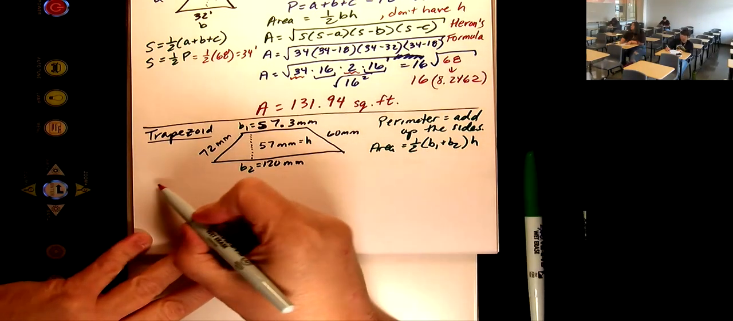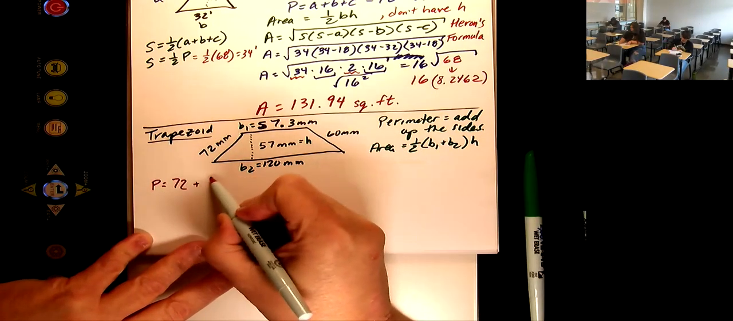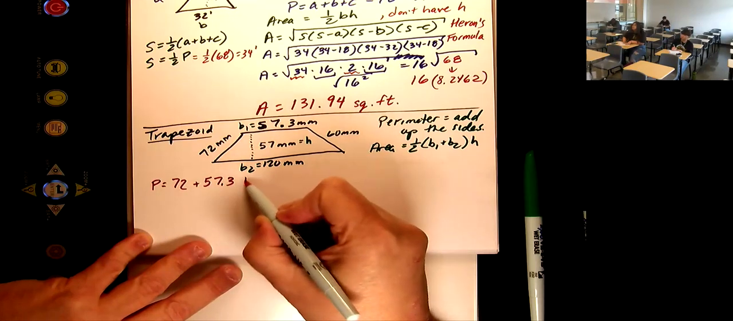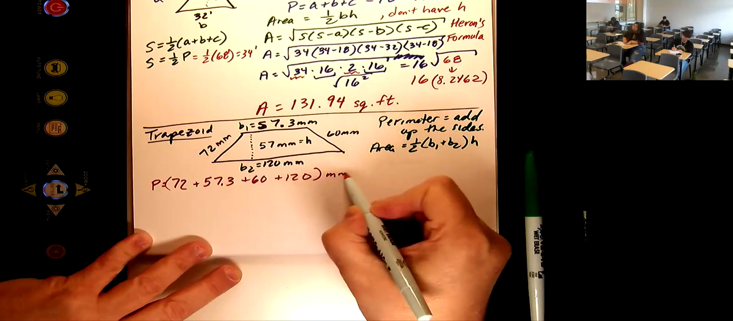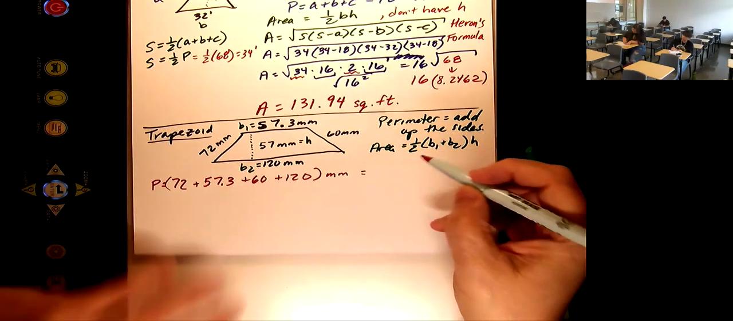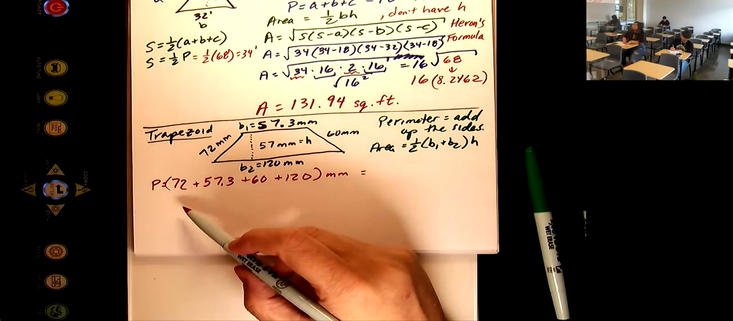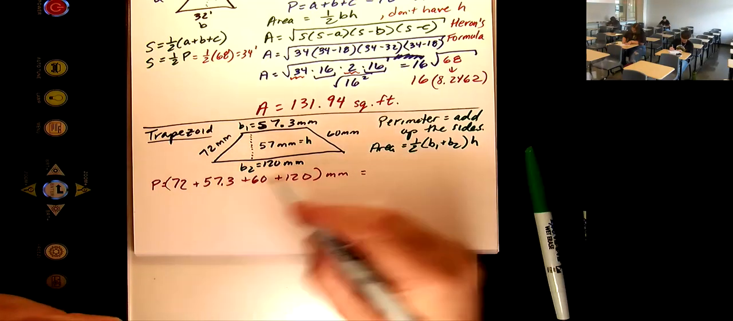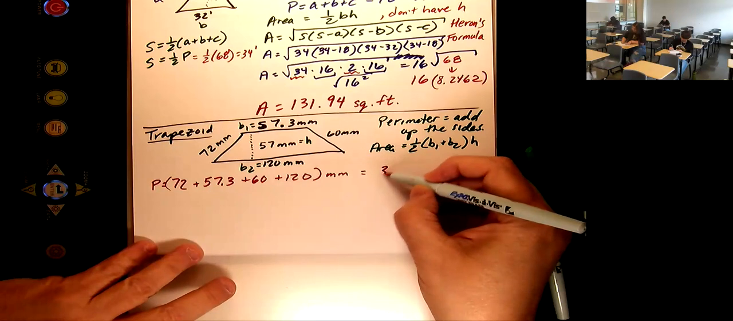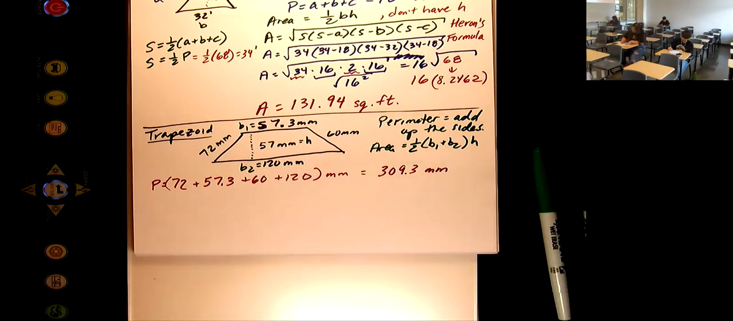So if we do the perimeter and we add it up, I've got 72 plus 57.3 plus 60 plus 120. And these are all millimeters. Let's see, what do I get? 60 and 120 is 180, plus 72 is 252. Plus 57.3 is 309.3 millimeters, I believe. You got a calculator, double check that. I'm doing that in my head. Is that right?